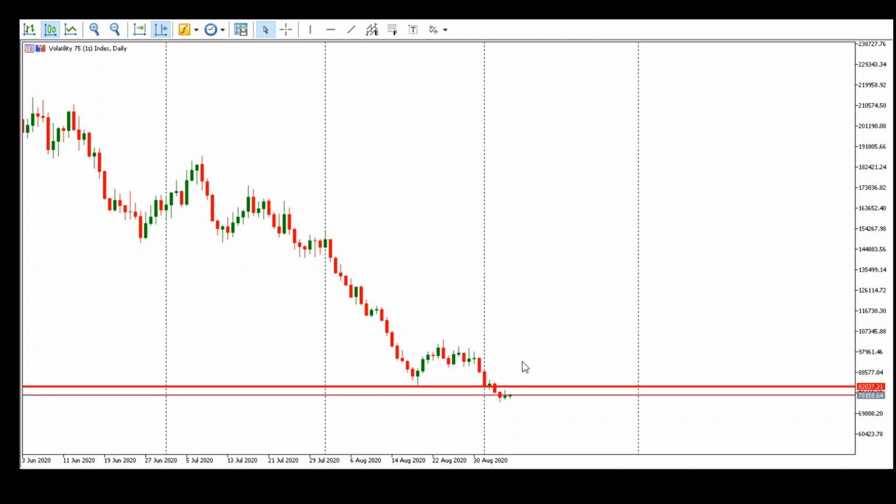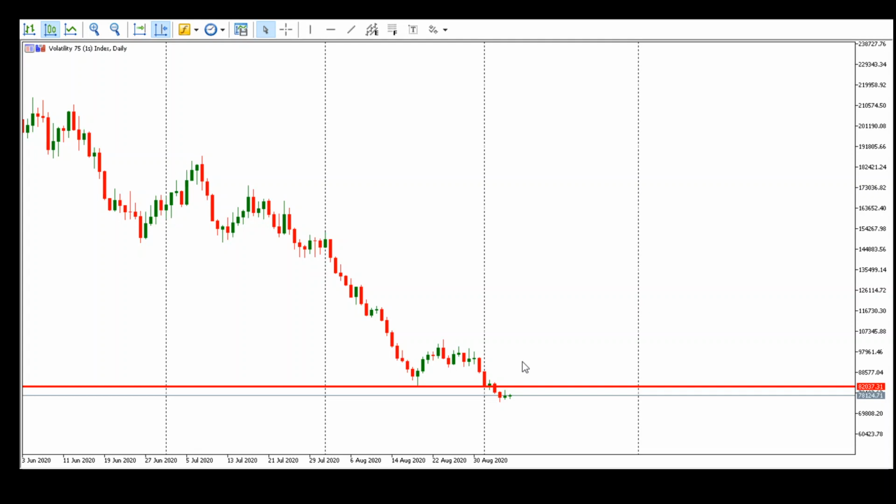And you may find that the daily candle, until it closes, is also closing as a bullish candle. So you need to understand it.